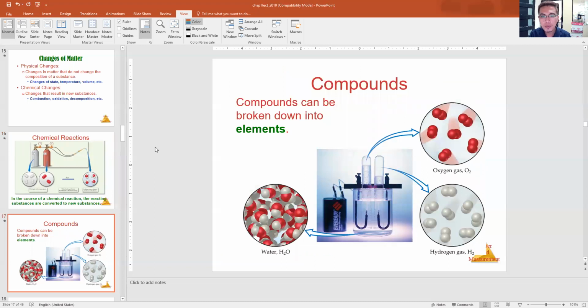So compounds can be broken into elements, but elements cannot be broken into simpler parts because the element is the simplest form of atom or matter. So water, it's a compound. So pwede pa nato siya ma-break down into hydrogen and then oxygen components, but the hydrogen and oxygen di na nato ma-divide pa.